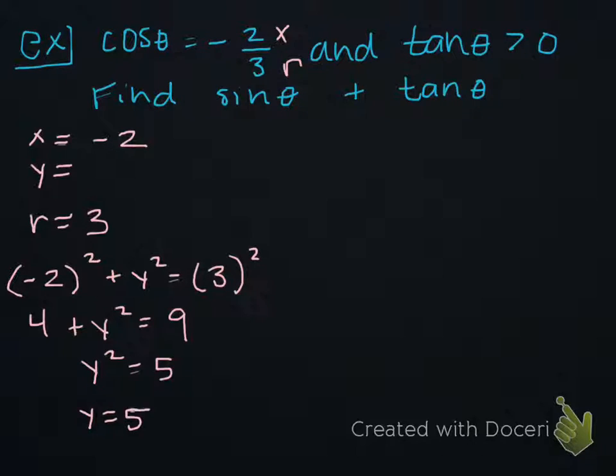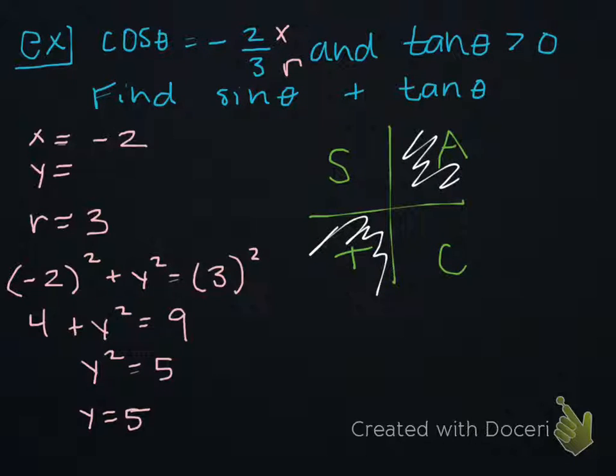y equals square root of 5. Now again, before I write it up at the top, I want to figure out if this square root of 5 is going to be positive or negative. So drawing this out, all students take calc. And similar to last time, tangent is positive in quadrant 1 and quadrant 3. Notice I have a negative x value, which means I have to be somewhere over here, so that means the overlap is going to be in that third quadrant. So our y value is negative square root of 5.